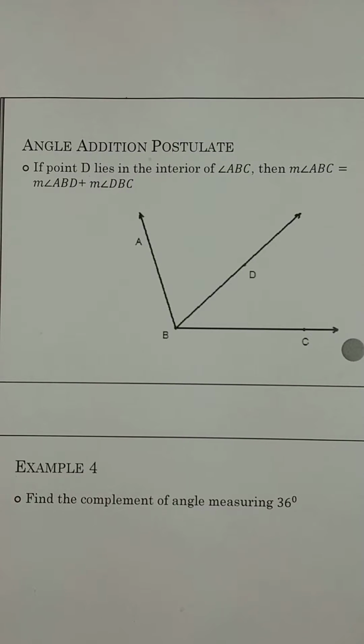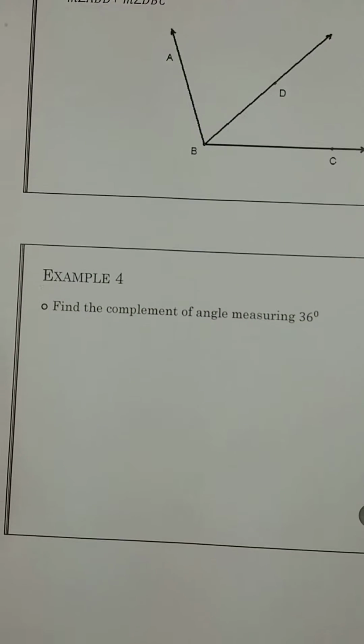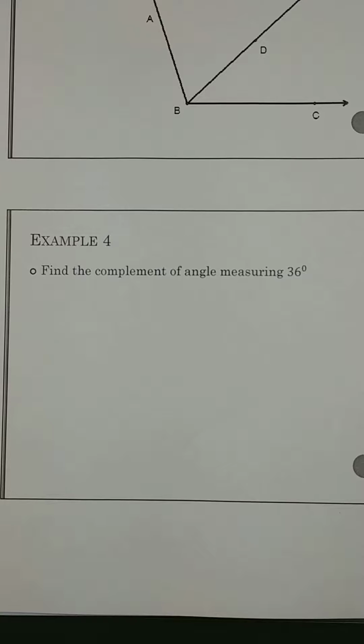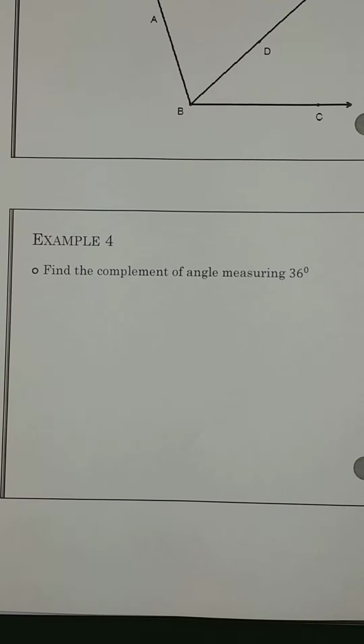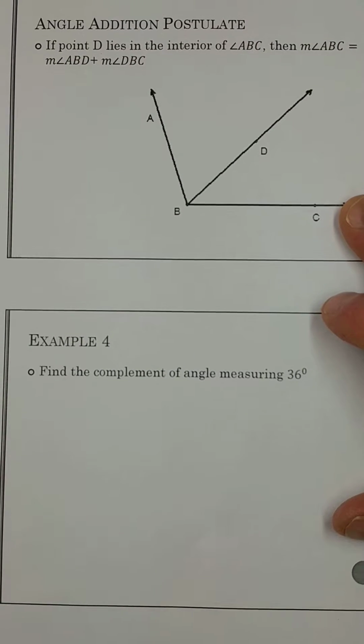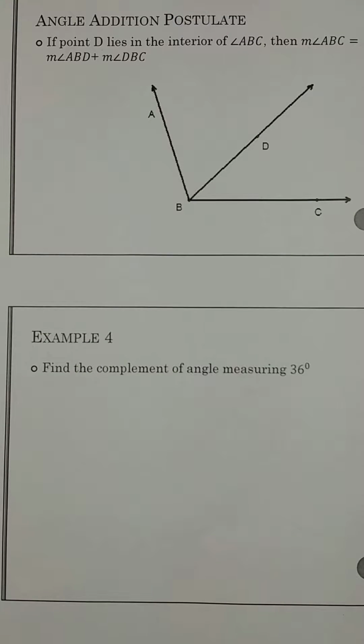I will come back to this in a little bit. I want to go back to this idea of supplement and complement, and then we'll do some examples that deal directly with the angle addition postulate. So example 4. I can move it there so you can still copy some stuff from the other slide. But anyway, what is the complement of an angle measuring 36 degrees?